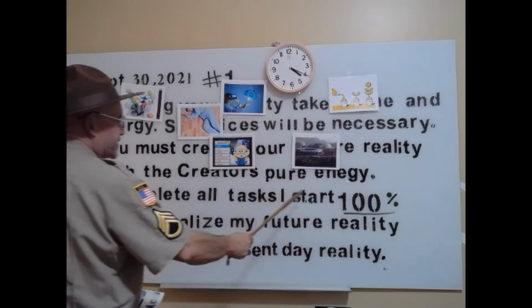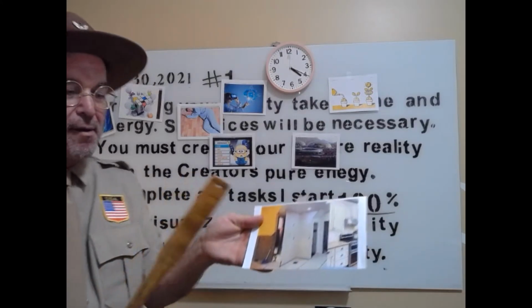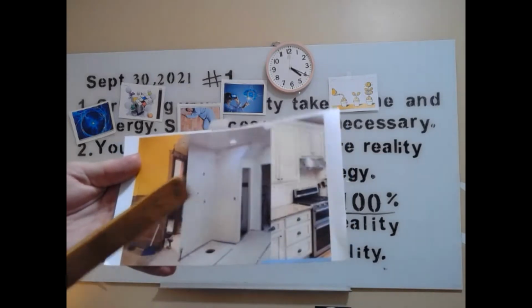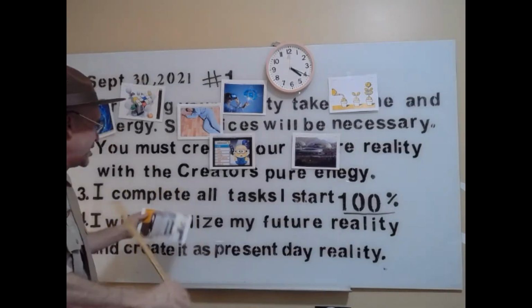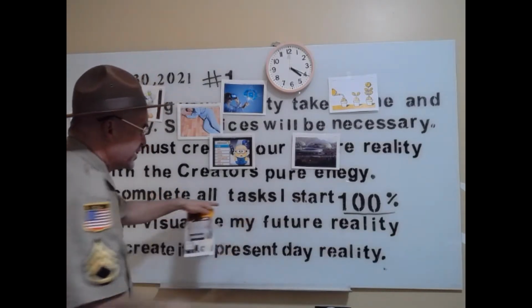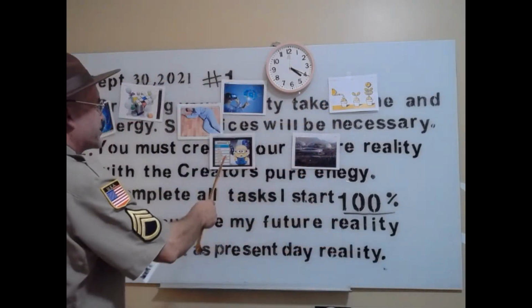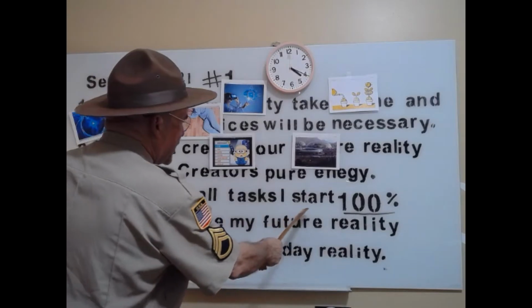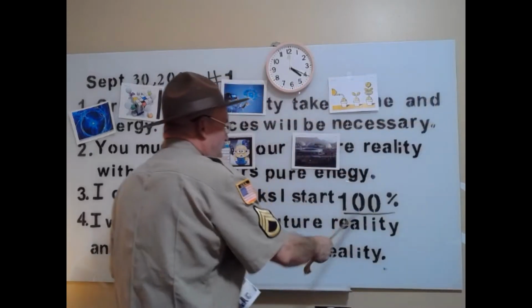complete all tasks I start. I complete. Look, this is before, middle, after. That's what the kitchen looks like. 100%, maybe 50%, maybe 0%. So I, that's me, complete all tasks, that's jobs. Little things, like one task would be painting, one task would be cleaning. Tasks are little jobs. I, that's me, start, that means go. Starting 100%.